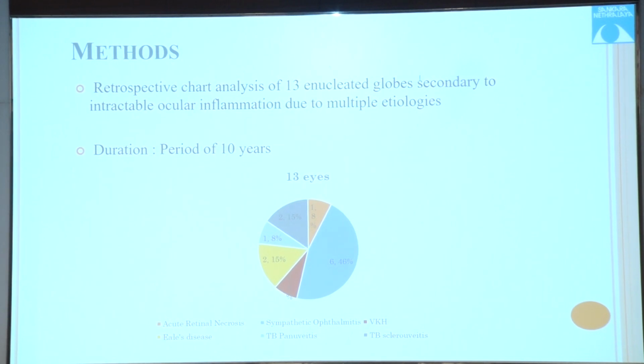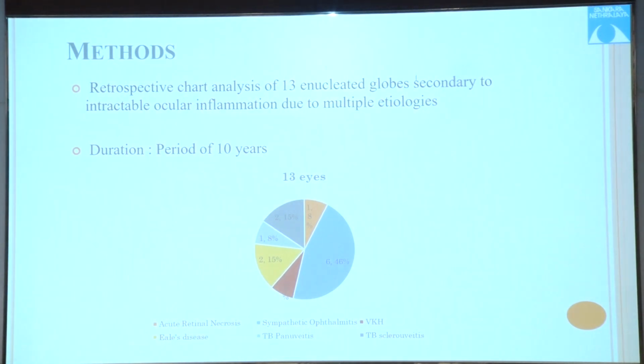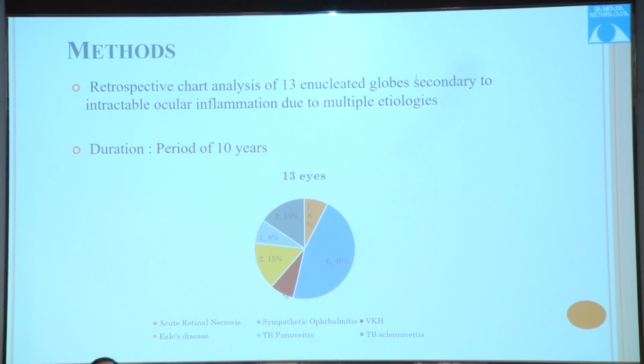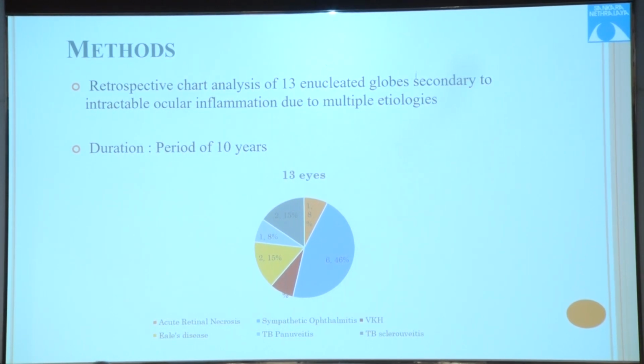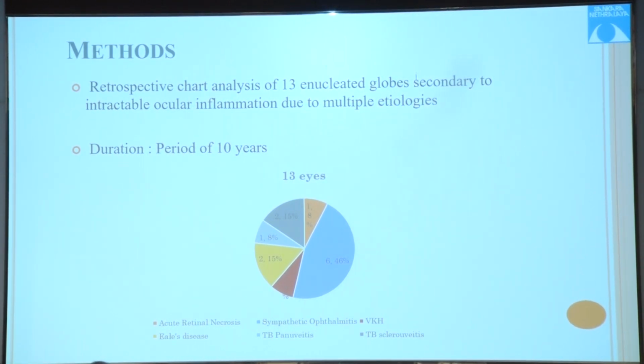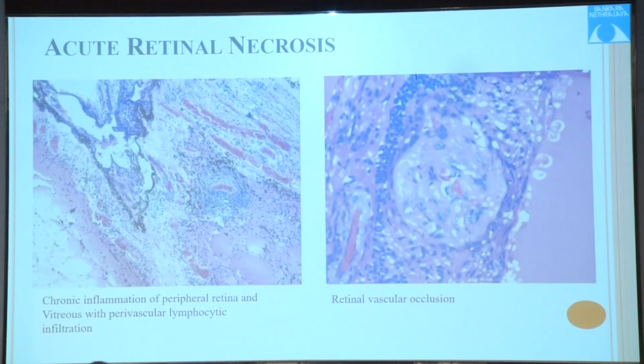Sympathetic ophthalmitis accounted for 6 eyes. Tuberculosis was the etiology in 2 cases of Eales disease, 2 cases of panuveitis, and a case of sclerouveitis. We also studied a case of acute retinal necrosis and VKH disease each.